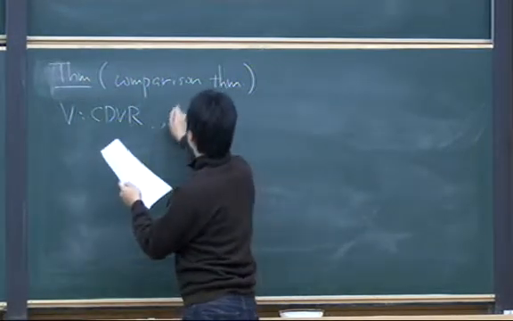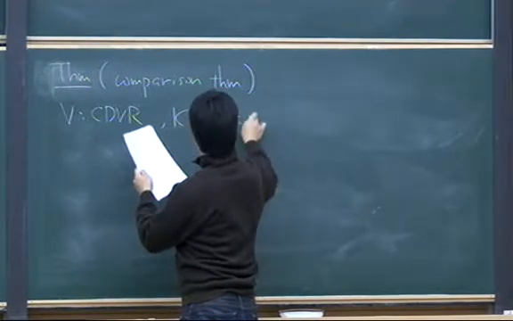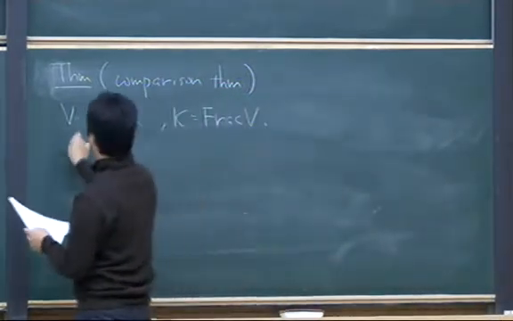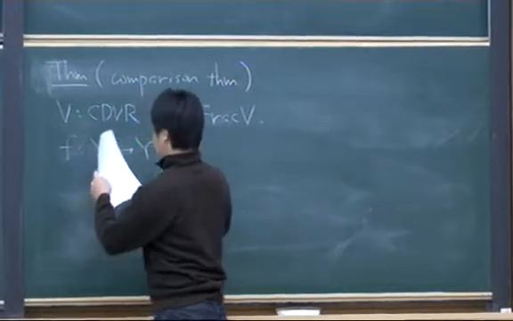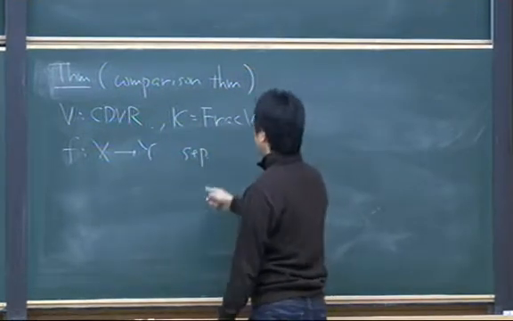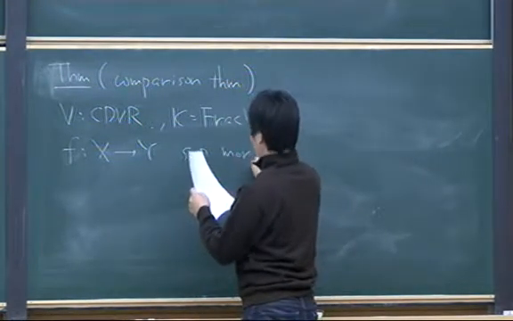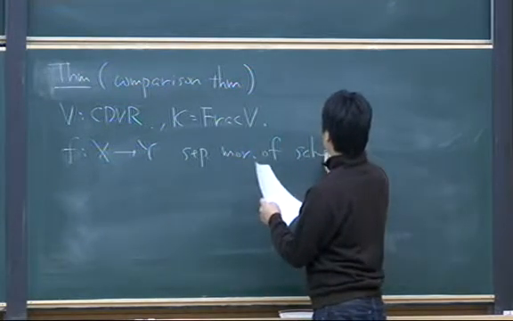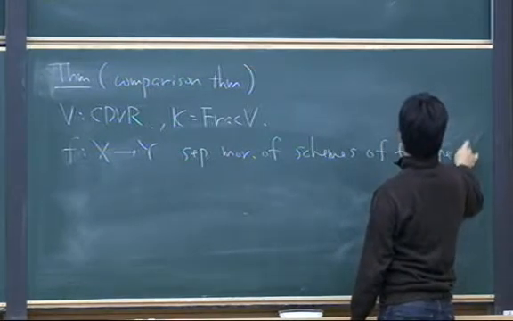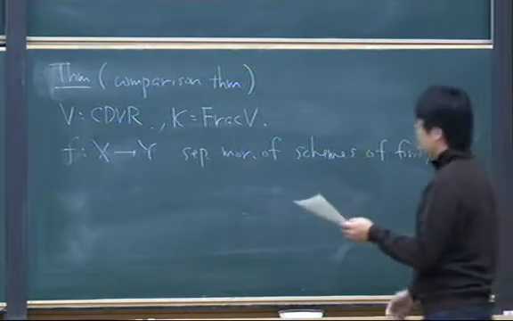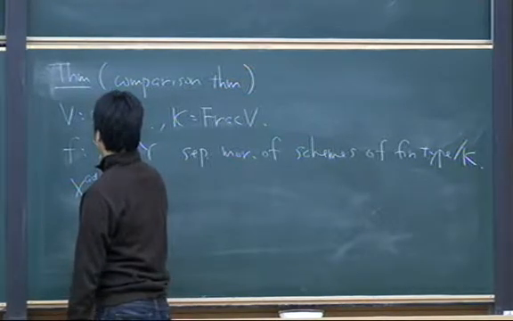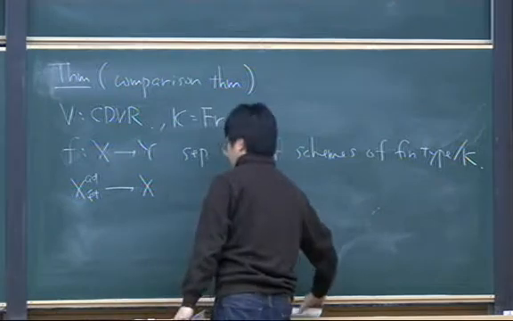The usual cohomology. So the comparison theorem holds. Let f be a map of schemes which is separated of finite type over K. Then we have a commutative diagram as I wrote yesterday.